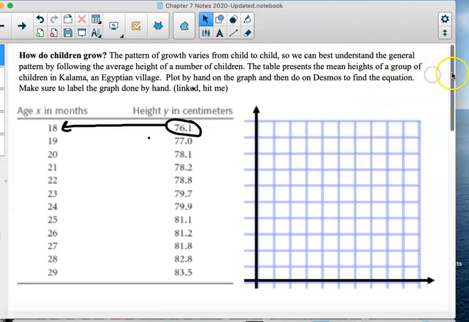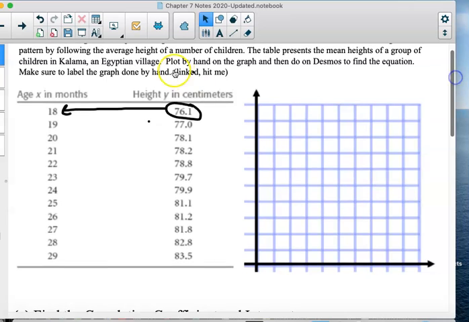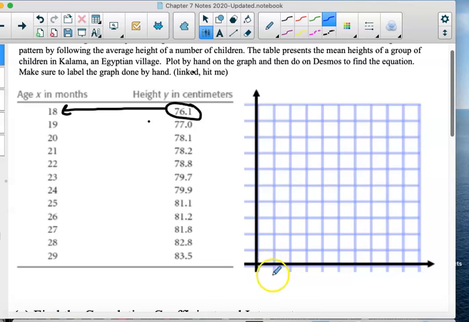So we need to go over here and we're going to have to do some labeling on here. And so let's go and get a marker here. So I'm going to put down here is going to be the age. And over here is going to be their height. Okay, and this is in centimeters. And this was in months.